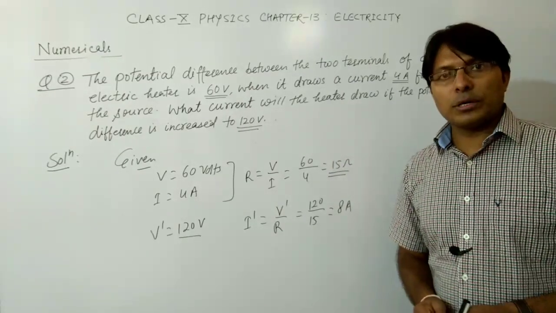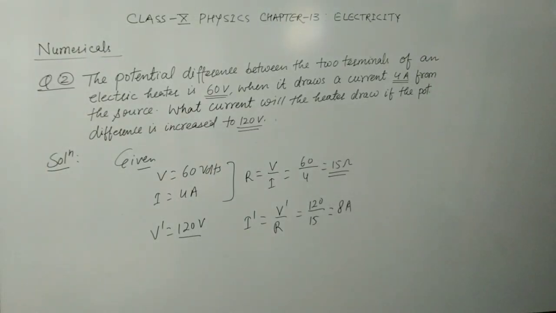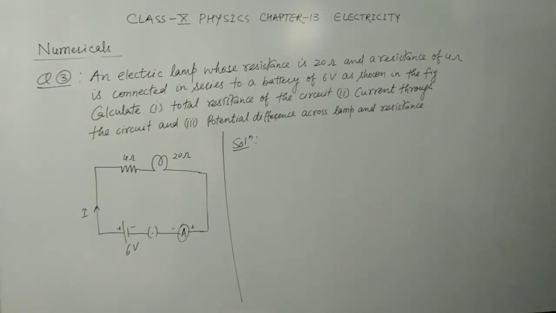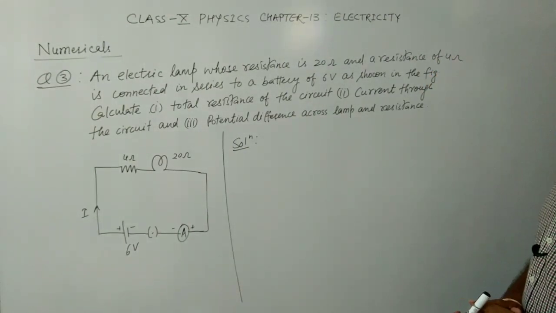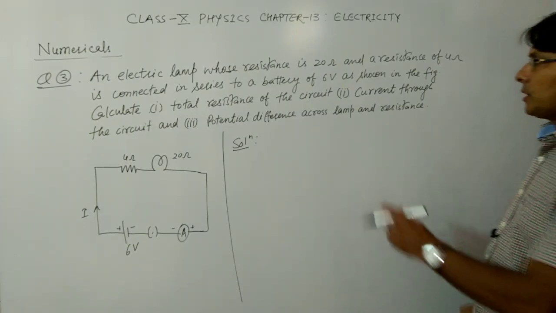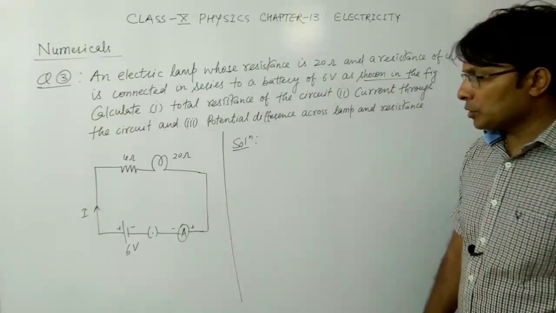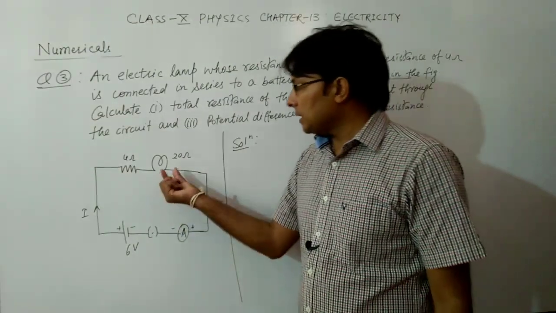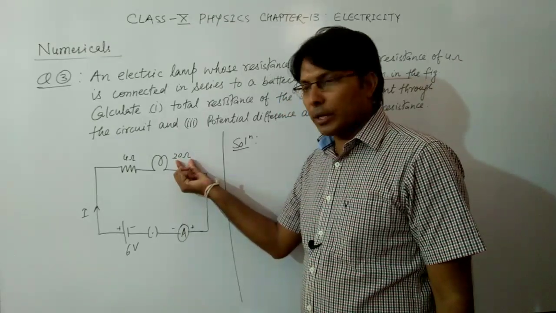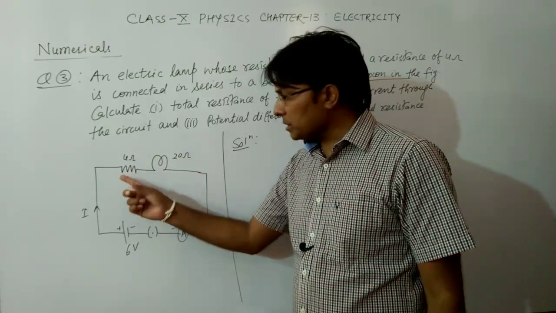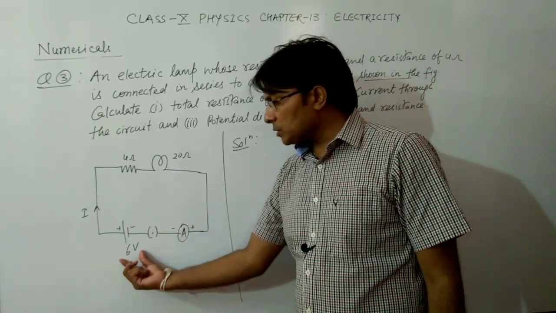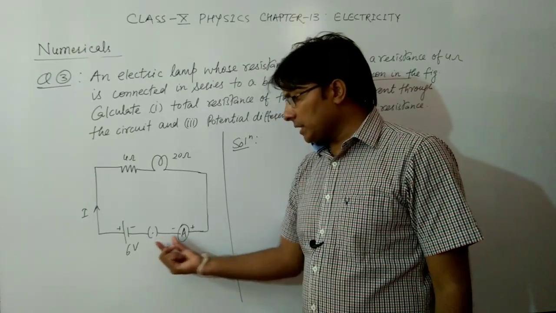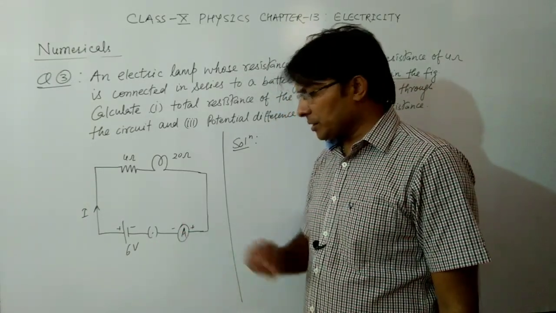Let us discuss one more example. So this is the next question. An electric lamp whose resistance is 20 ohm and a resistance of 4 ohm is connected in series to a battery of 6 volt as shown in the figure. This is the electric lamp whose resistance is given as 20 ohm. This is the 4 ohm resistance which is connected in series with this lamp, and this whole arrangement is connected with a 6 volt battery along with a key and an ammeter to measure the current.